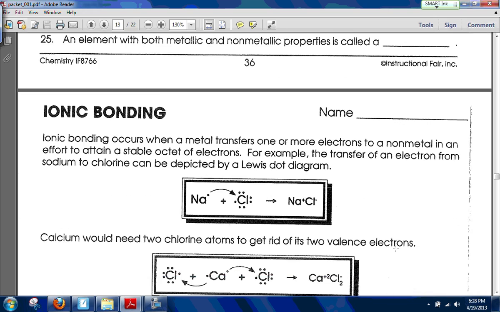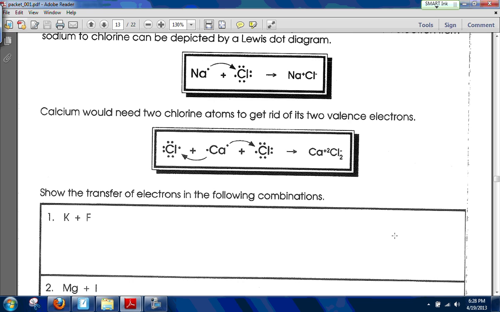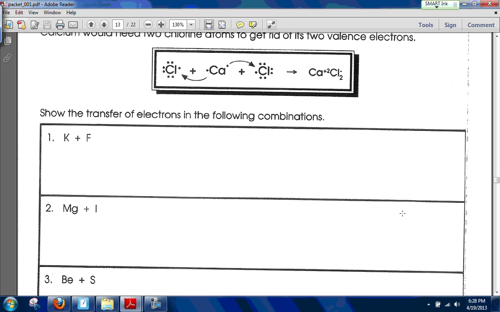Next up, ionic bonding. All right, pretty simple. All you have to do is start by drawing how many dots go around your things. So K has how many dots? K is in group 1, so K has 1 dot. Fluorine has how many dots? Well, it's in group 7A, so it's got 1, 2, 3, 4, 5, 6, 7 dots. So it looks like this K is going to go into there, and it's going to produce potassium fluoride.